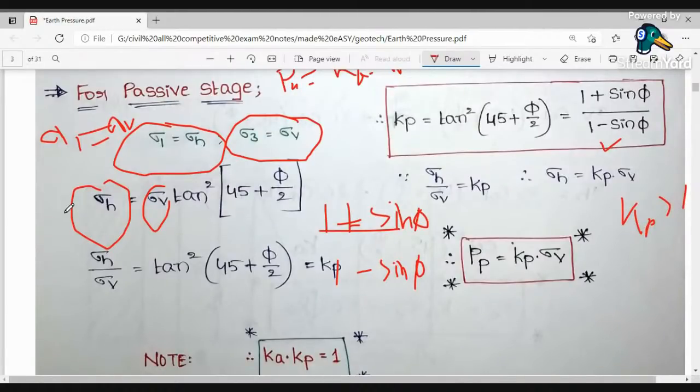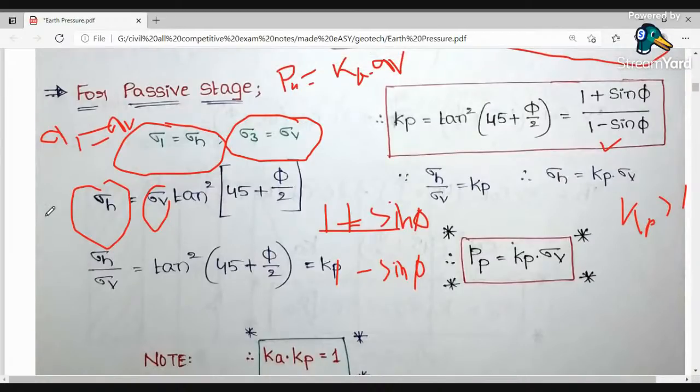Because in this case, the horizontal force is more. Horizontal force is more, that's why the wall moves towards the wall, and the ratio between sigma h by sigma v is given as Kp. Since sigma h is more, suppose sigma h is 5 and sigma v is less, suppose 3, obviously the ratio will be more than 1.